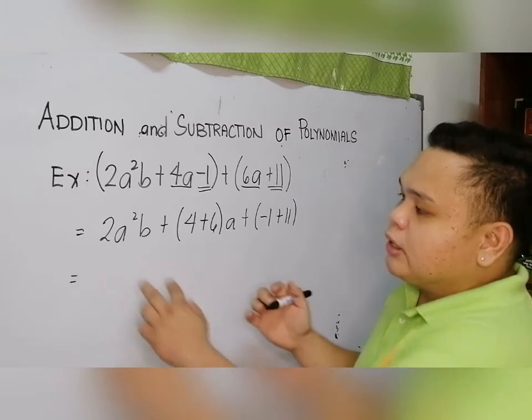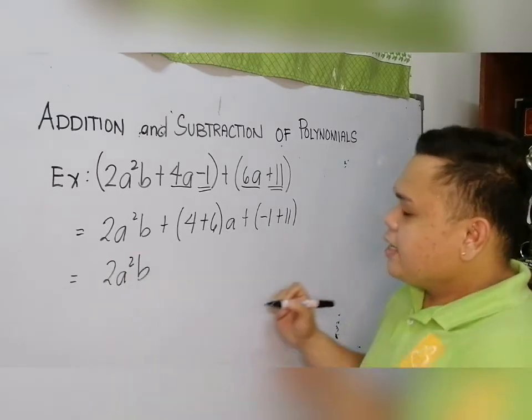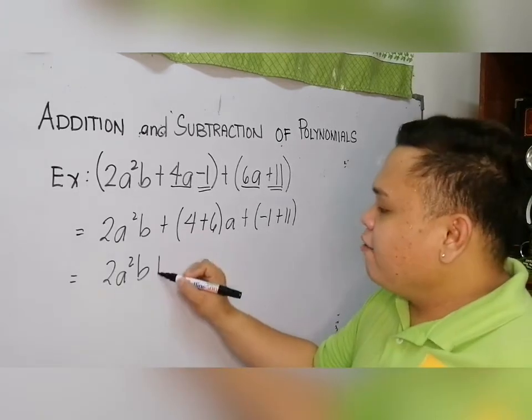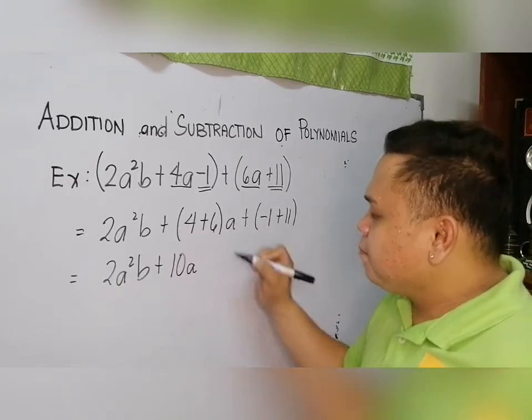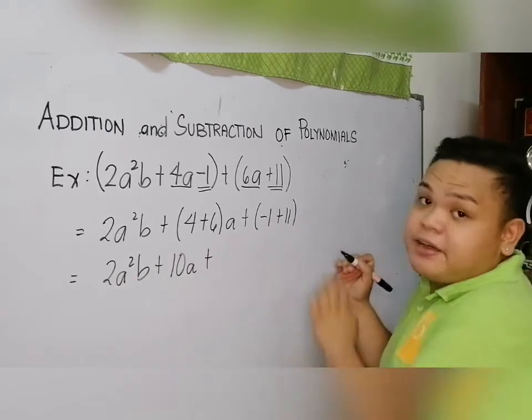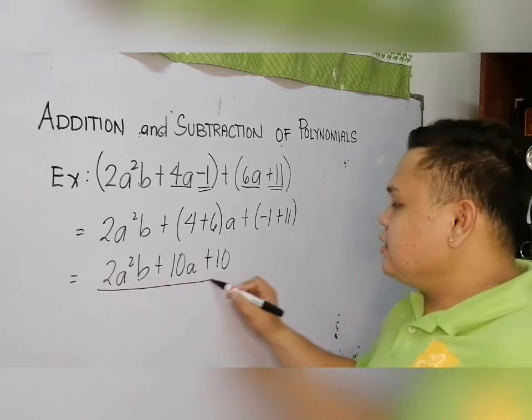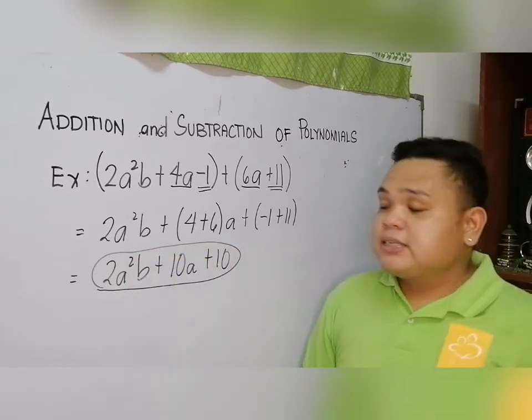Simplifying that, all we need to do is to bring down 2a squared b. And then simplifying this, you will have positive 10a. And then negative 1 plus 11, that will be equal to positive 10. Therefore, your answer is 2a squared b plus 10a plus 10.